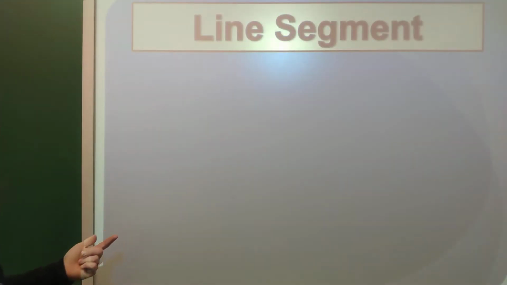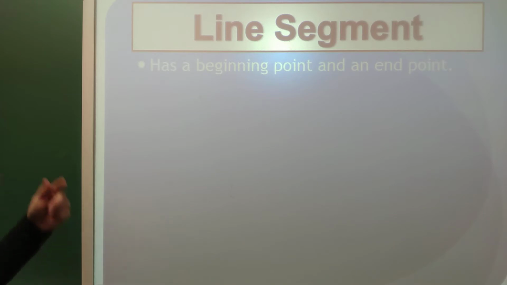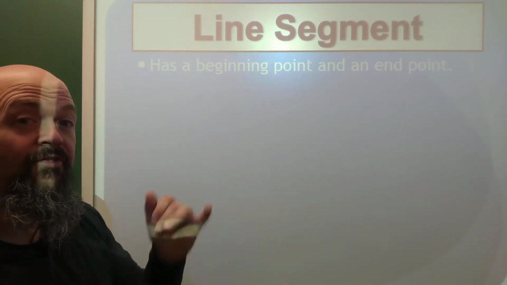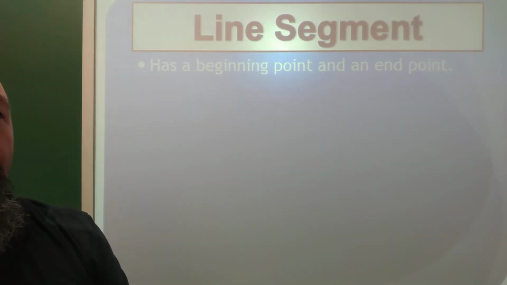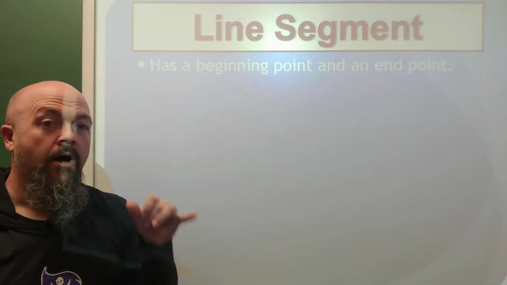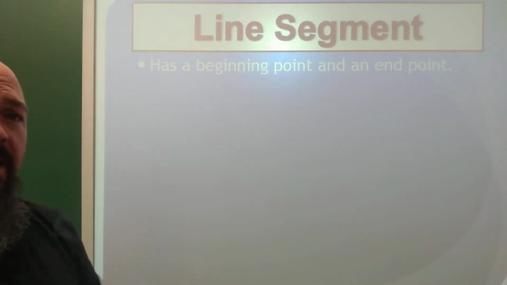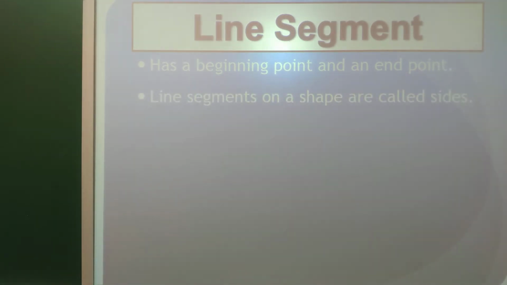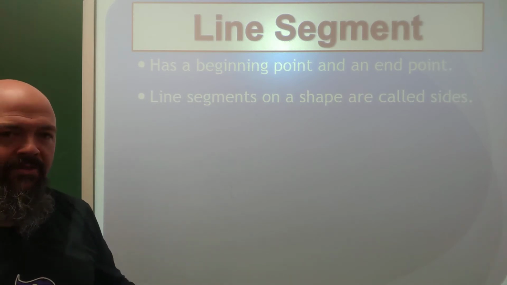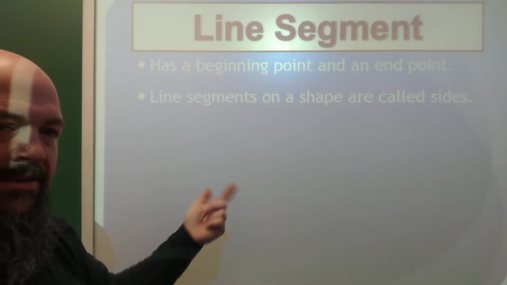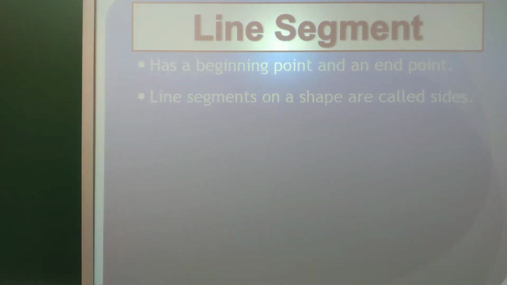Okay, moving on to the line segment. The line segment does have a beginning and an end point. Segment is our key here. Segment means that we take a piece of the ever-going line and we're just looking at that piece, and that is the line segment. Segments are on the shapes, of course. They're called sides, because obviously a square or a cube doesn't keep going when we're looking at the sides of it. So that's where we get line segments, from looking at sides of shapes.